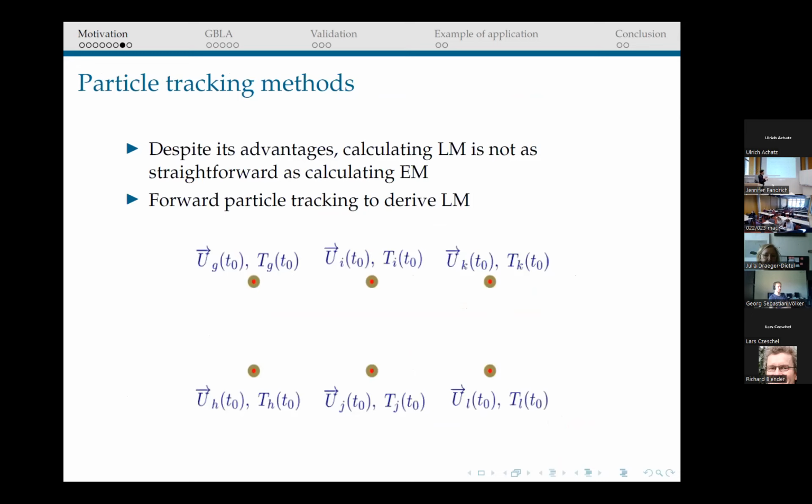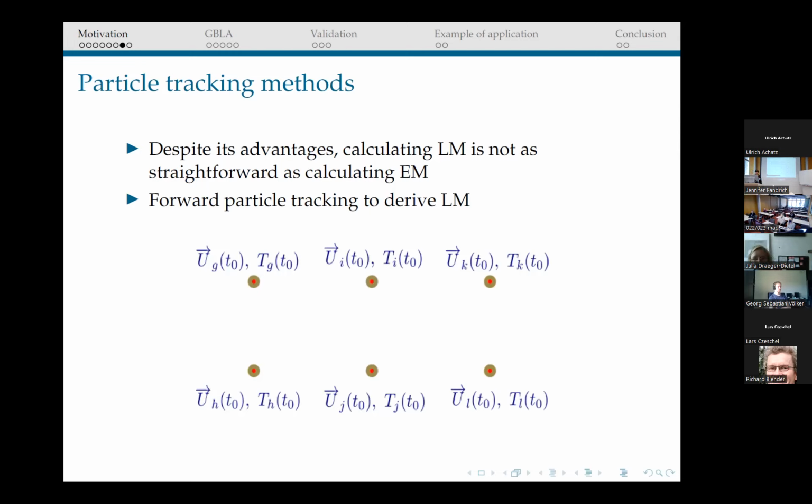So the question is, now that you're convinced Lagrangian averaging is very important, why don't we use it all the time? The reason is computational difficulties. It's not as straightforward as computing the Eulerian mean. I'll try to show different difficulties that come with particle tracking, which is the traditional way of calculating Lagrangian mean. We track particles and calculate the mean along the particle track.